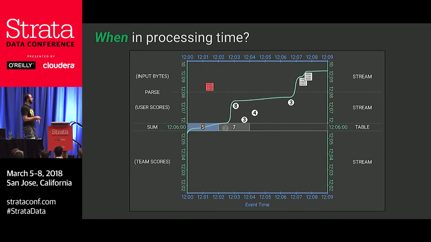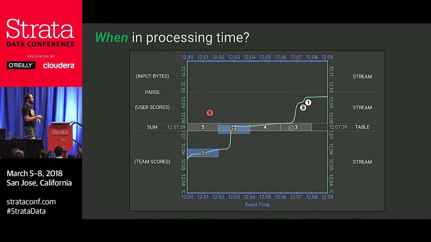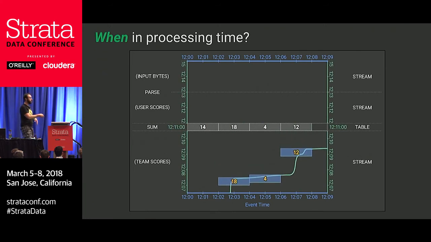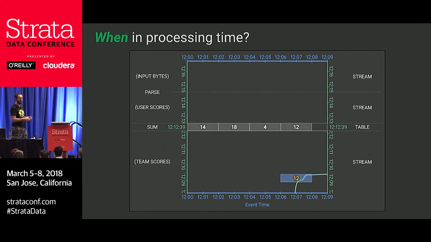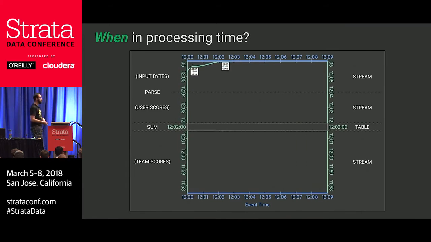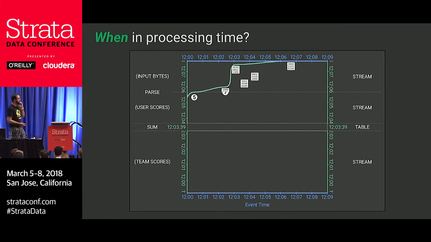You can see that the system thought this window was done, but it didn't know about this record, and this record showed up late. It got included in the sum, but since we'd already triggered that window, it didn't get included in the results, and we produced a result that was wrong. It was 5 instead of 14. And so we should fix that.